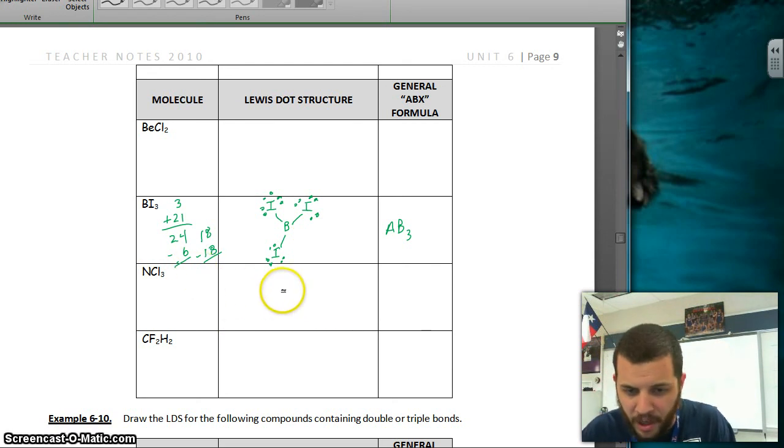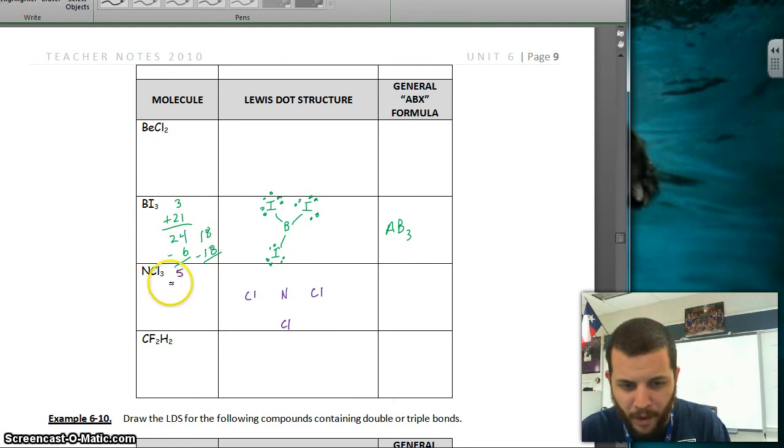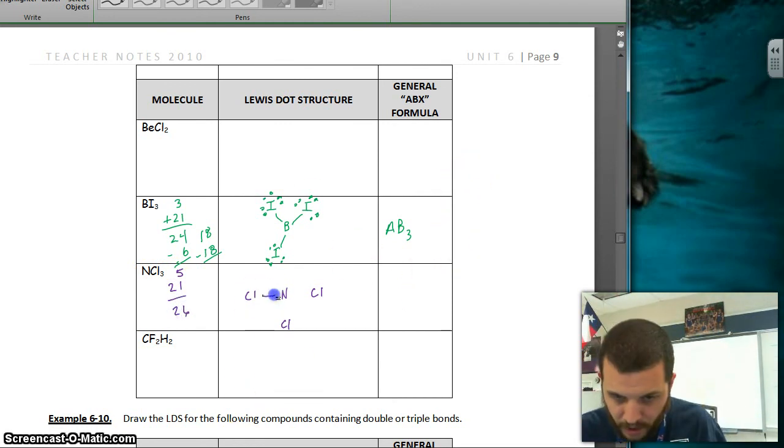NCl3, I've got nitrogen as my central. I've got 3 chlorines as my peripherals. Boom, boom, and boom. Okay, let's see how many I got. Nitrogen, 5. Group 17 for chlorine, I've got 3 of them, so 21 total, meaning I've got 26 total electrons. Let's satisfy the central. So I've got 1, 2, 3, 4, 5, 6, 7, 8. Okay, so now I've used 8 valence electrons, meaning I've got 18 left.